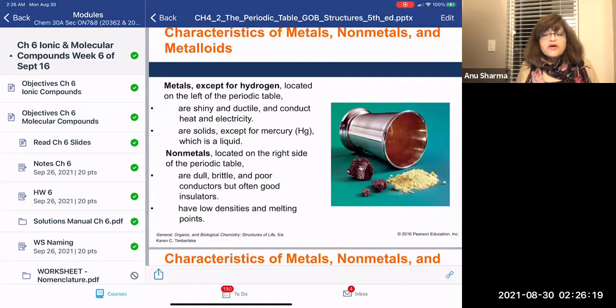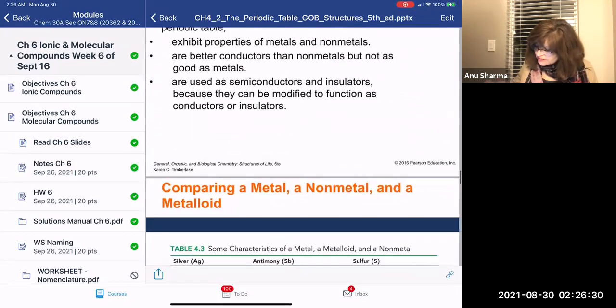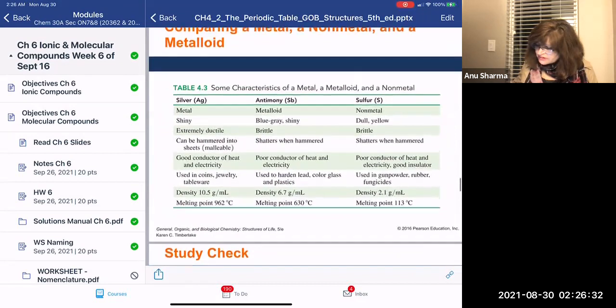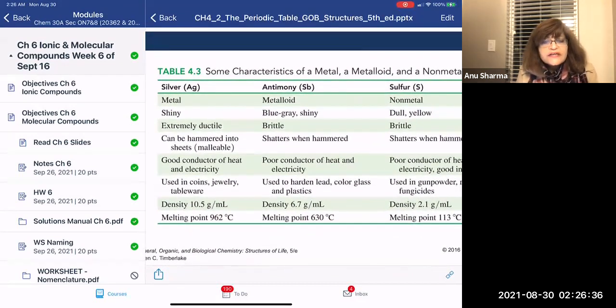Characteristics of the metals, non-metals, and the metalloids in the periodic table. So we talked about it that, yeah, metals are on one side, non-metals are on the other side, but what are the characteristics? So here are the characteristics: the metals are shiny. All the metals are shiny. They are ductile, means that you can make them into wires, okay? They can be hammered into thin sheets. That means they are malleable.